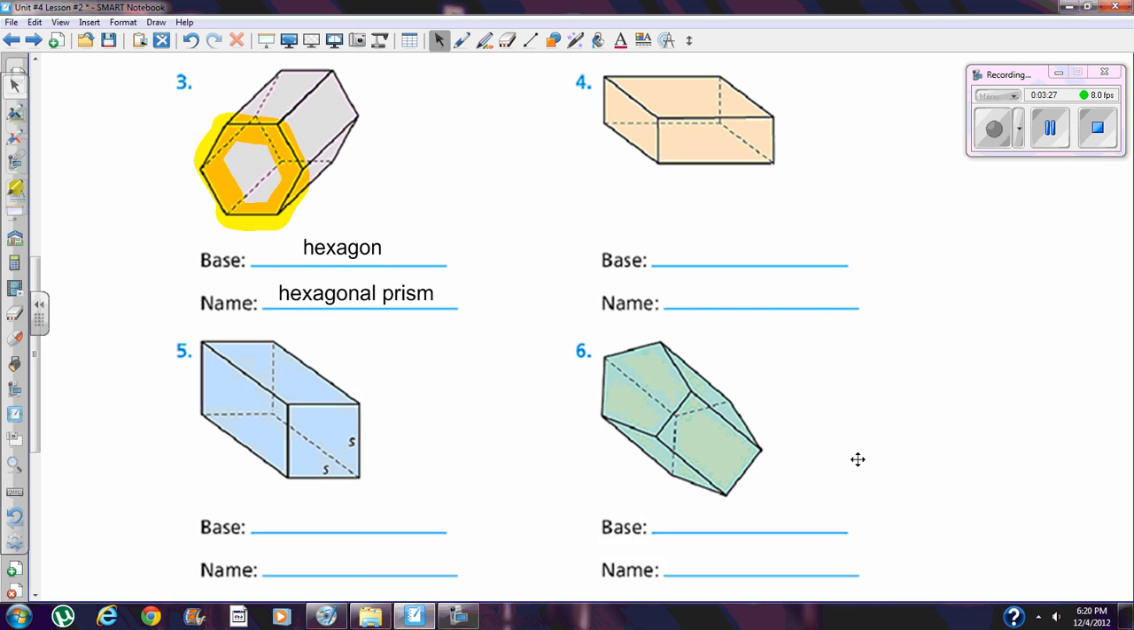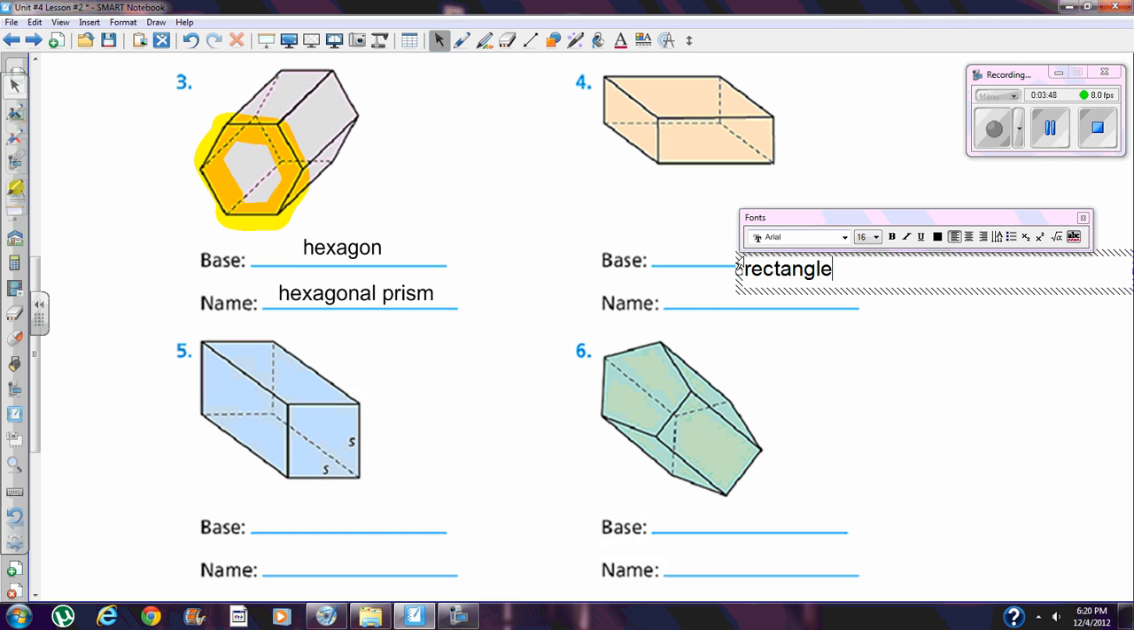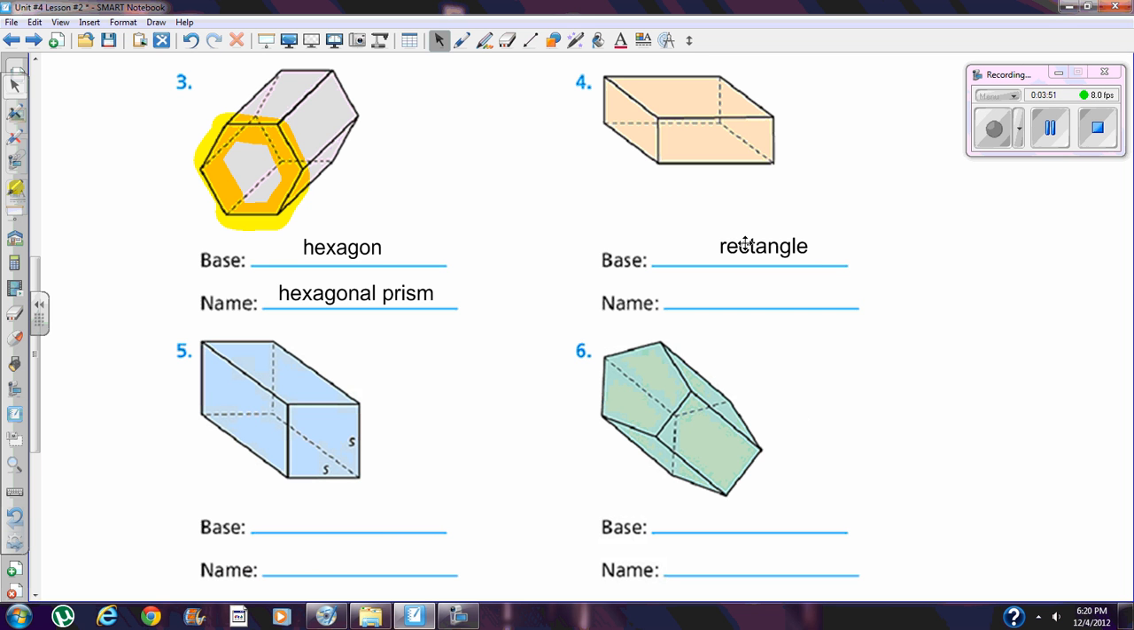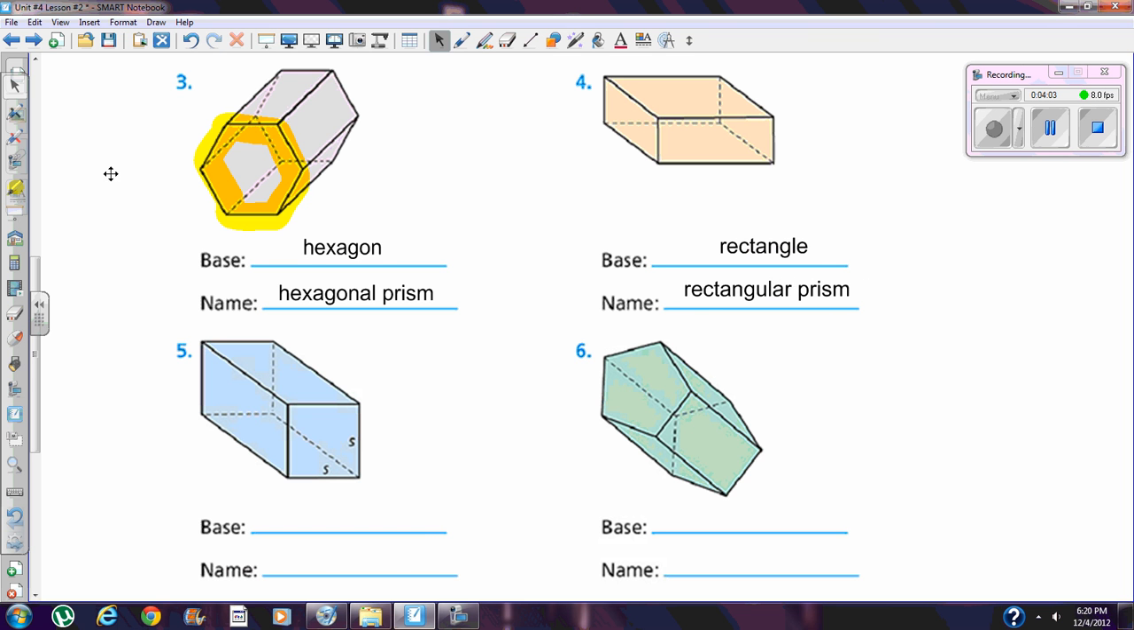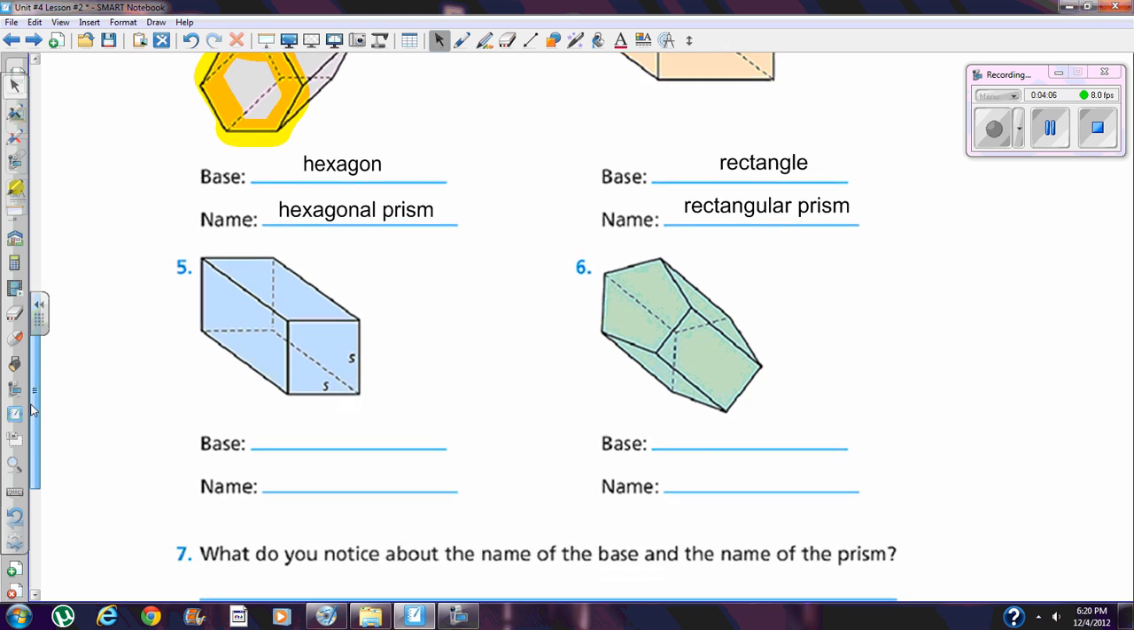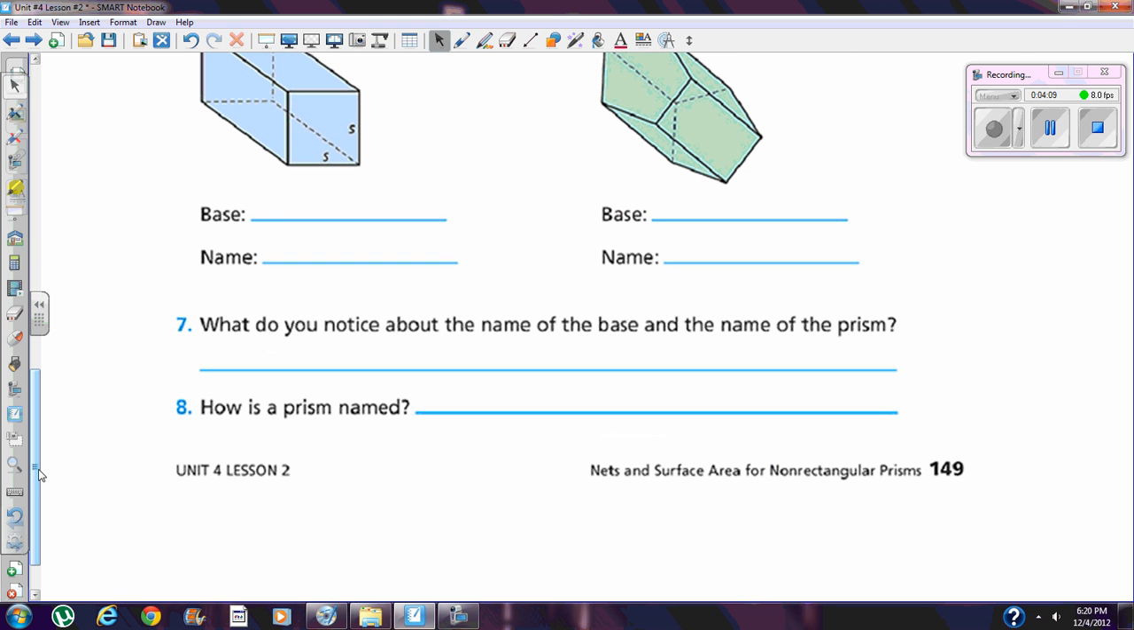And let's look at number 4. Looking at the different shapes, the different faces, your base is a rectangle. So the name would be rectangular prism, excuse me. Let's skip 5 and 6 and jump down to problem 7 and 8.